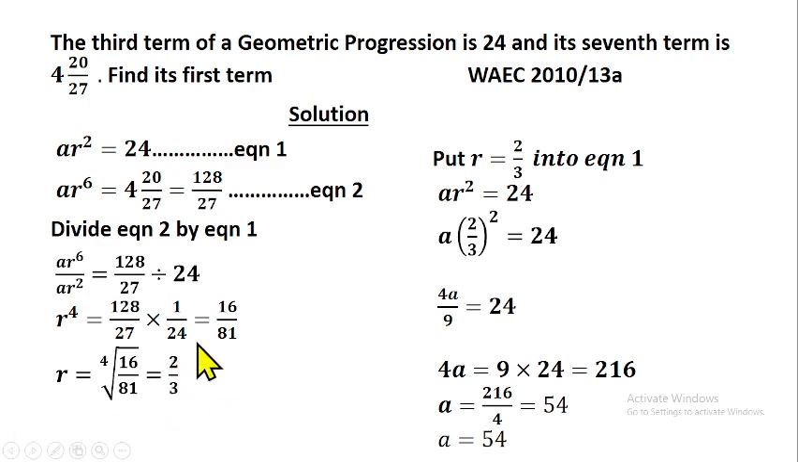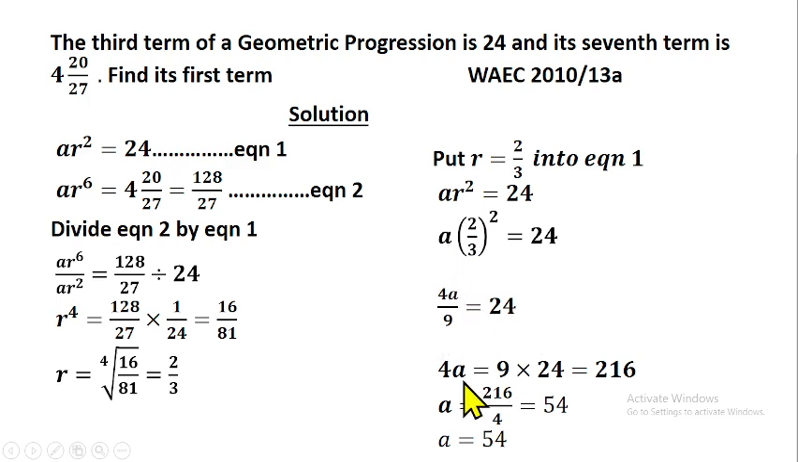If you do, now that we know the constant ratio R, we can find our A in either equation 1 or equation 2. So put R equals 2 over 3 into equation 1. So we have AR squared equals 24. Our R is 2 over 3, so put that here: A times (2 over 3) raised to power 2 equals 24. So 2 over 3 raised to power 2 gives us 4 over 9. 4 over 9 times A gives us 4A over 9 equals 24.